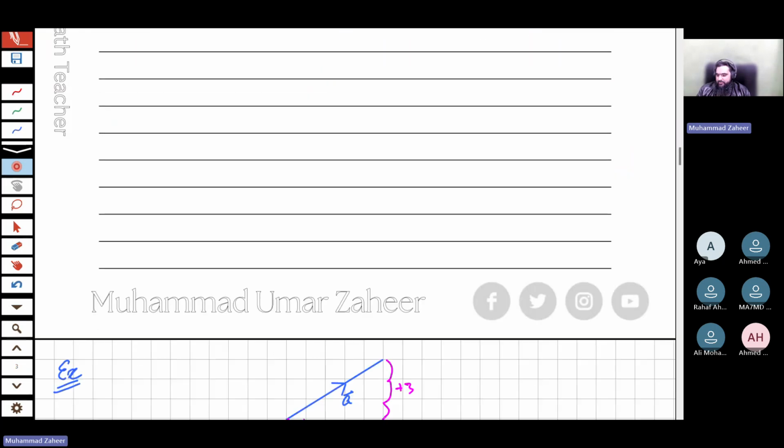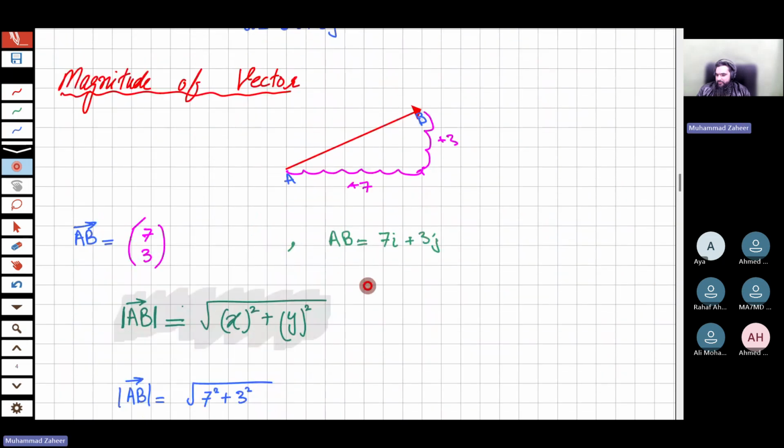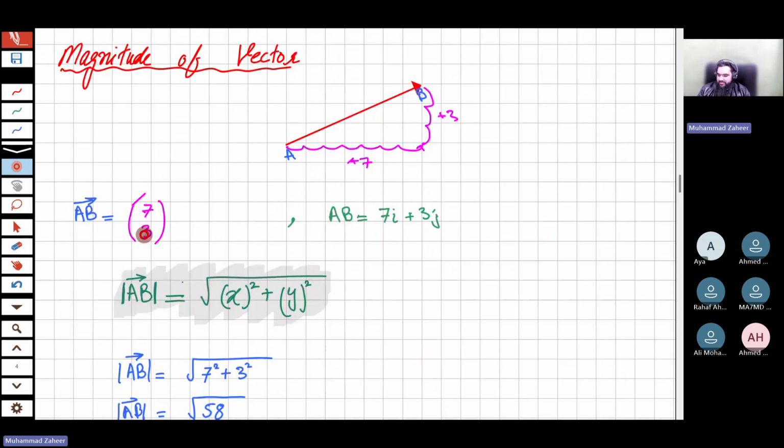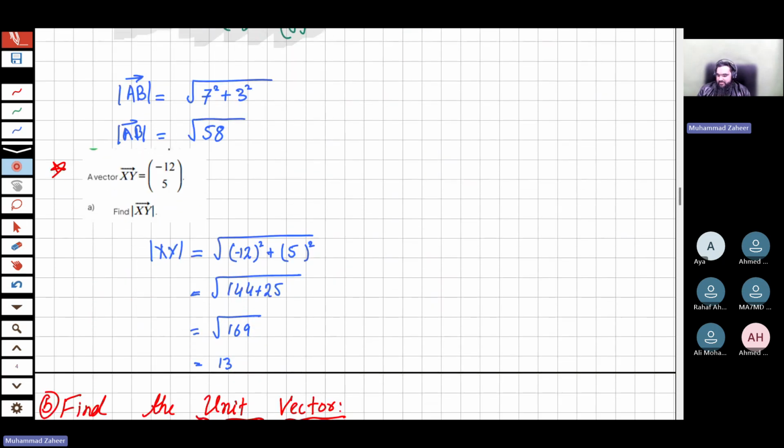How do you find the magnitude? We have talked about it here. For example, if you have a vector 7 and 5 and I need to find the magnitude, the formula that we have is the root of x value squared plus y value squared. Substitute the values, and automatically you will get the magnitude.